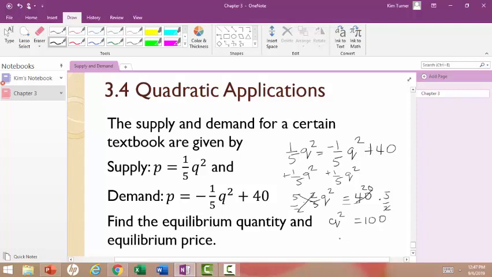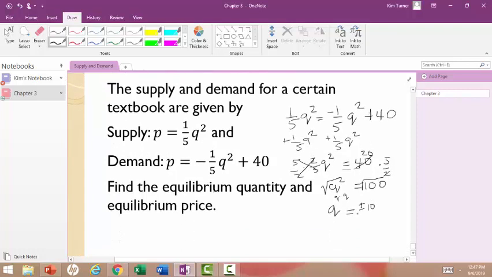Now, to solve for Q, I need to take the square root of both sides. Taking the square root of Q squared simply gives me Q, because Q squared is actually Q times Q. If I take the square root of 100, I get plus or minus 10. However, you can't have a negative quantity, so I don't need the negative value.